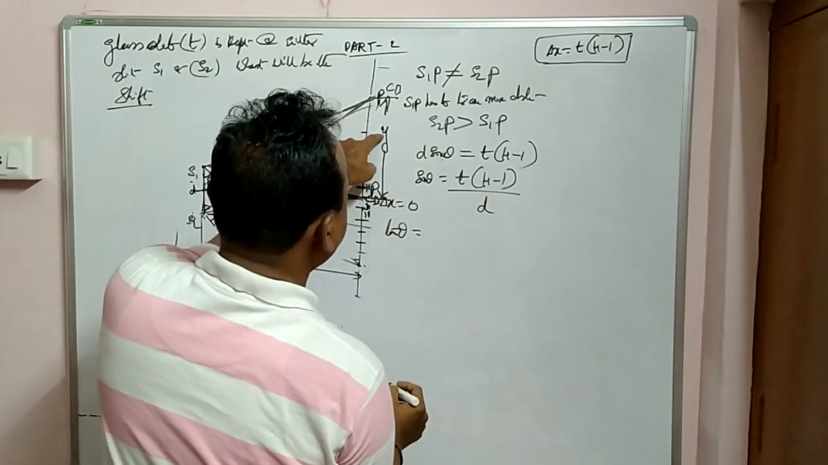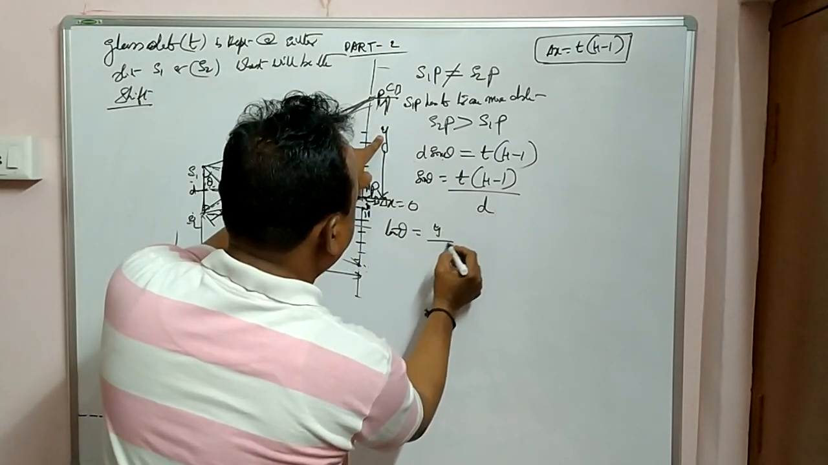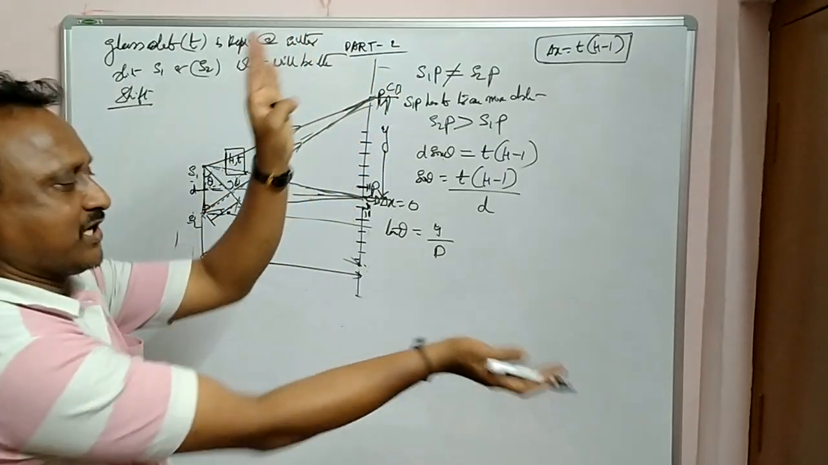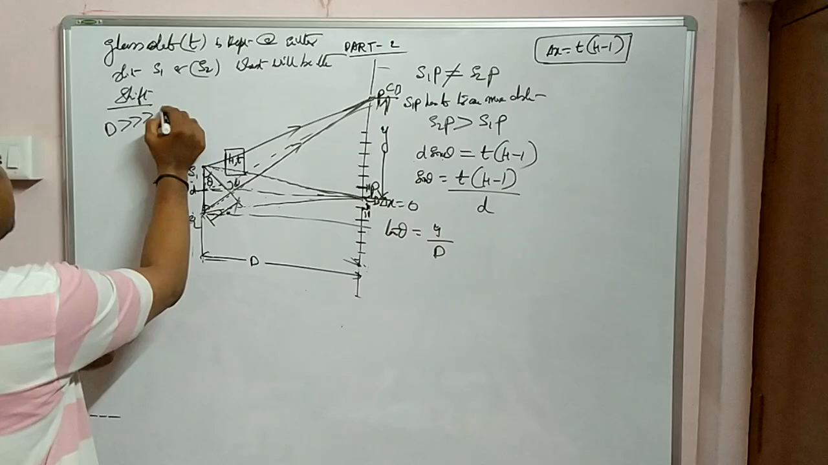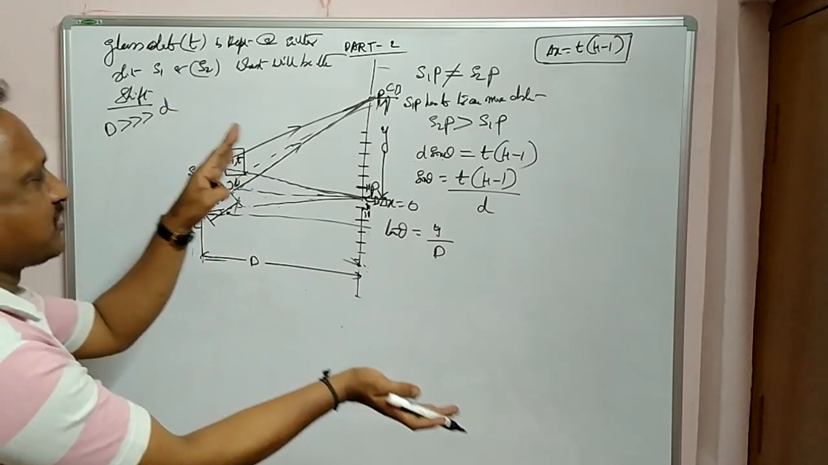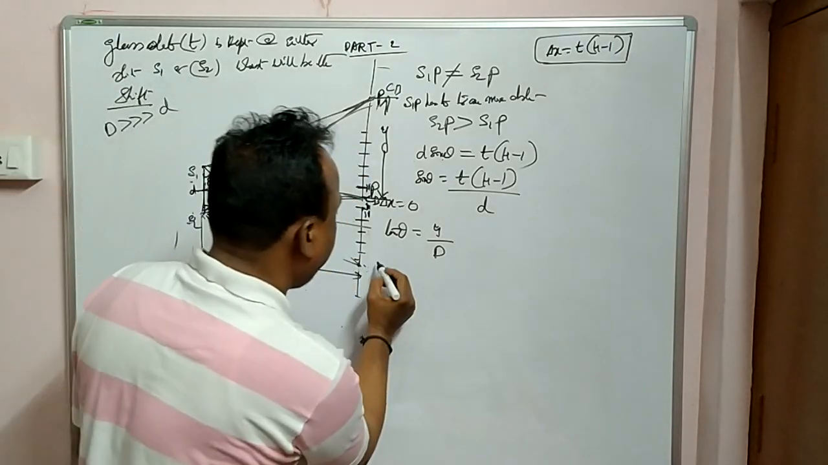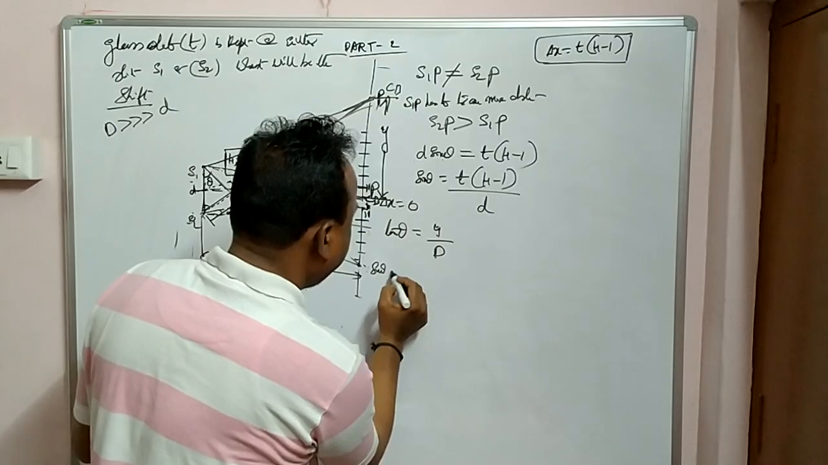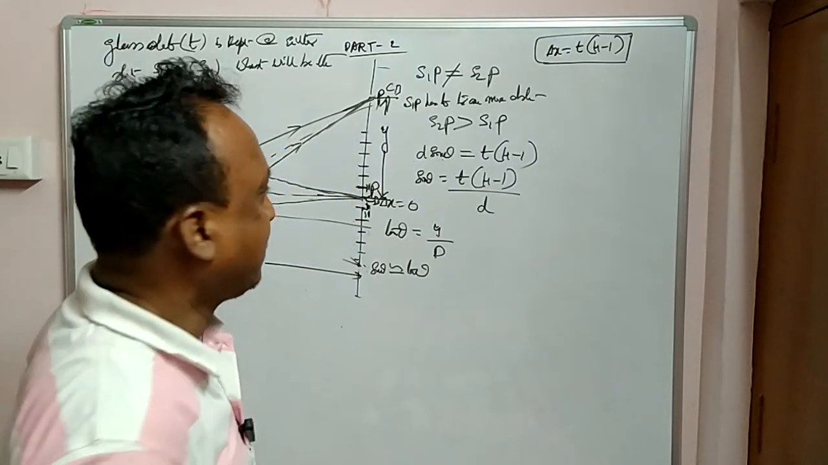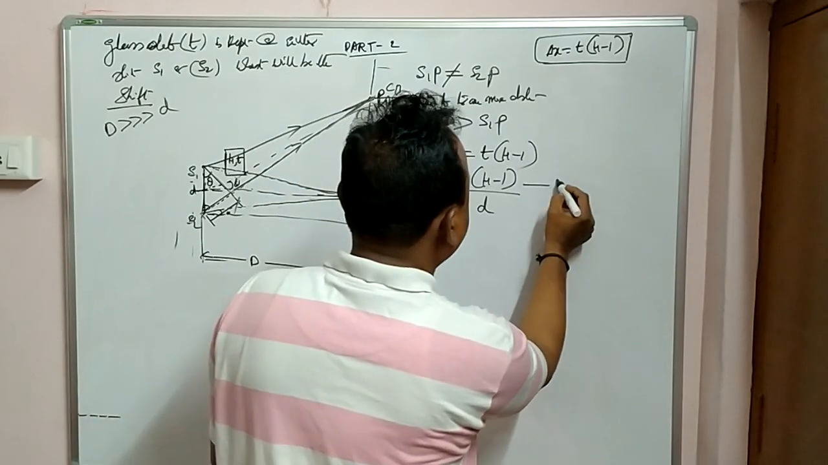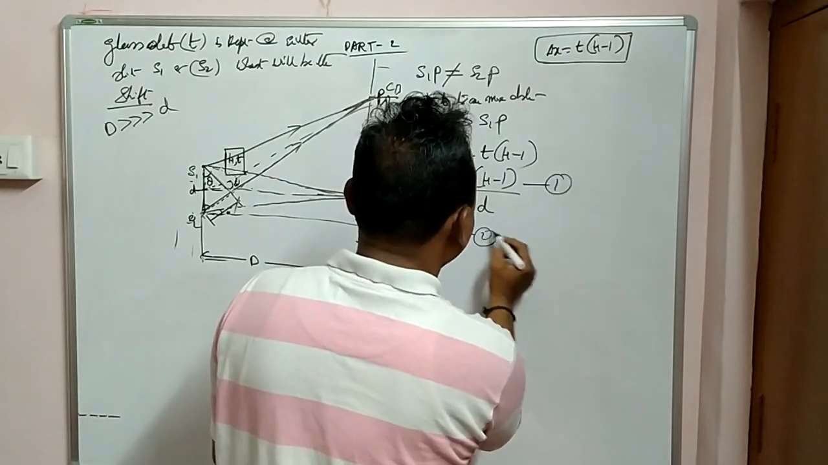Tan theta ఎంత అవుతుంది? Y by d. And as I told you, capital D is very much larger than small d. So the angles are very small, and sin theta is almost equal to tan theta. Therefore, equate both, equation 1 and equation 2.